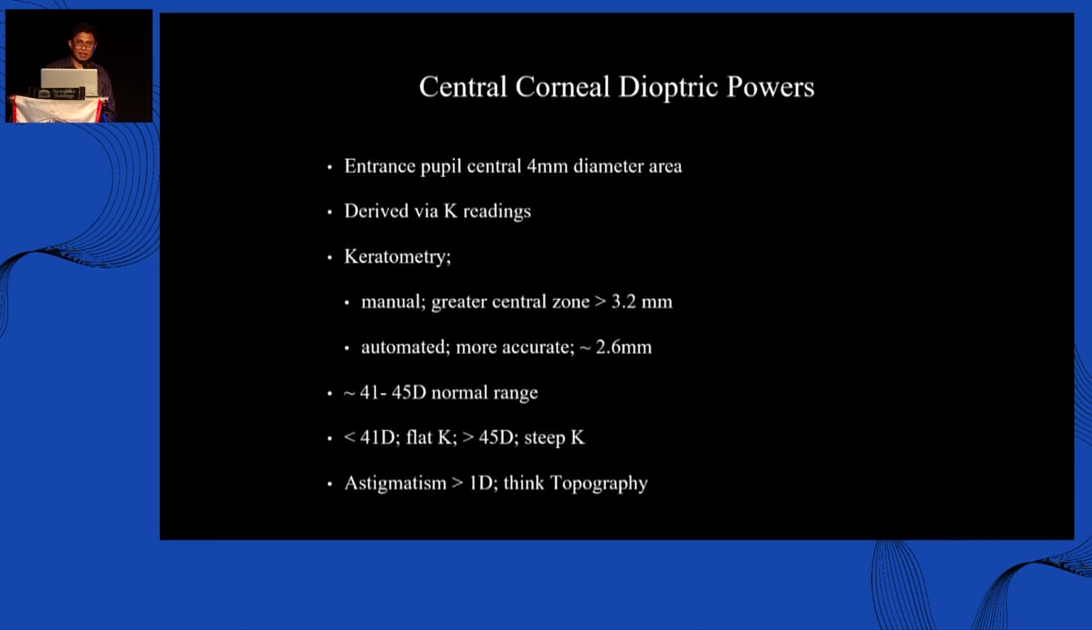The entrance pupil is like an image of the pupil that is sent back on the cornea, which tells you the effective area of the cornea that takes part in refraction. It's the central 4 mm area. Manually it is greater than 3.2, but automated is about 2.6. And of course, we know 41 to 45 is the normal range. Less than 41 is flat and more than 45 is steep, where you think of keratoconus and other corneal ectasias. And of course, it's always good to do topography if possible, if there's an astigmatism in the corneal powers of more than one diopter.